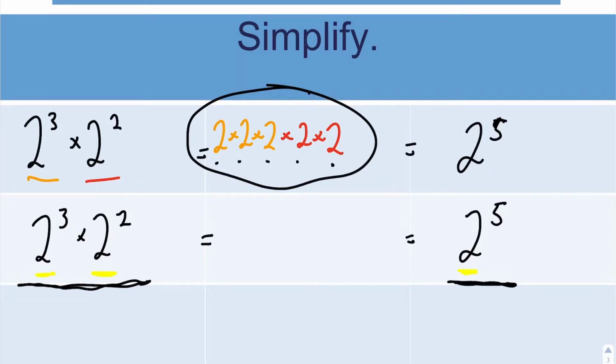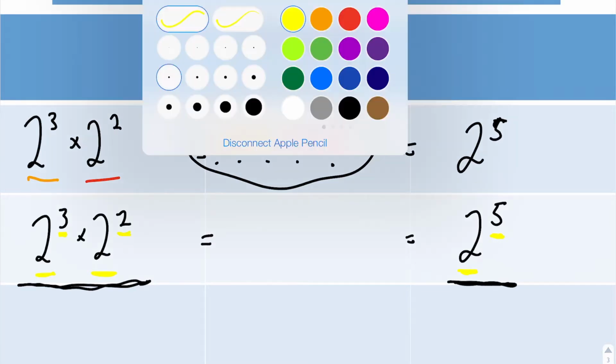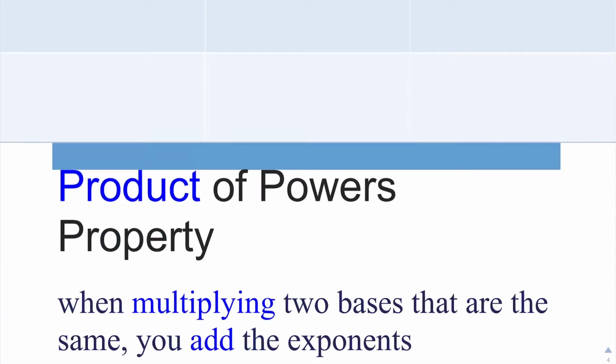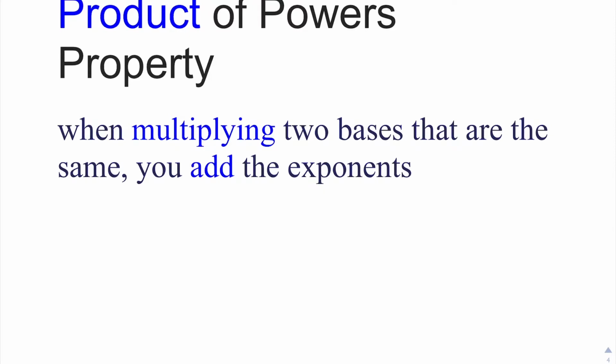How about the exponents? How do we get from 3 and 2 to our new exponent here, 5? What is happening with the exponents? Well, it looks like the exponents are being added to each other. So we keep the base 2 raised to the power of 3 plus 2, and we know that 3 plus 2 is in fact 5. So this leads us to our first property of exponents, which is called the product of powers property, which states that when multiplying 2 bases that are the same, we add the exponents.